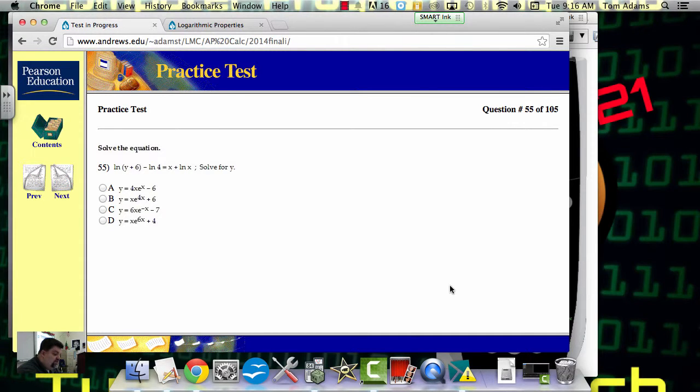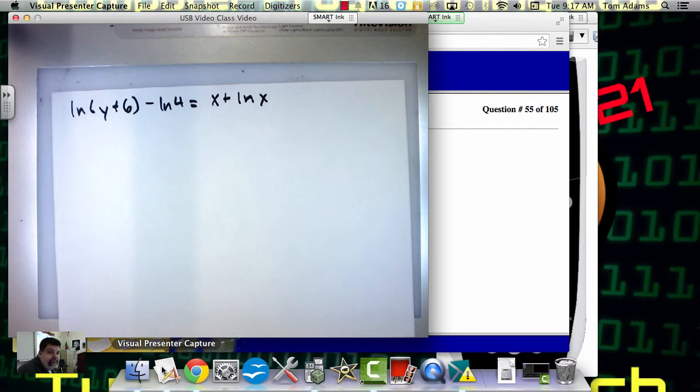For problem number 55, we have the natural log of the quantity y plus 6 minus the natural log of 4 is equal to x plus the natural log of x. And then we're asked to solve for y. And so there's this y that's trapped in there, okay? And I need to pull that y out.